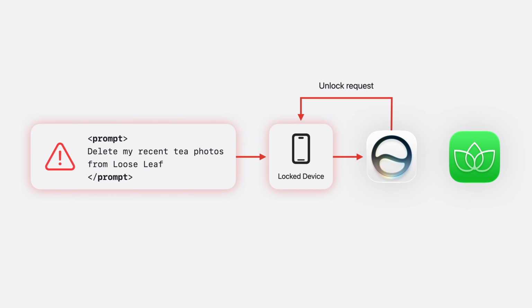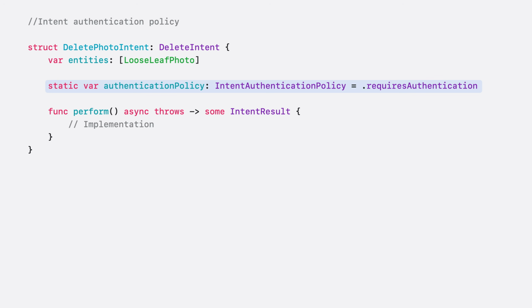So let's see how authentication policy is defined on an app intent. For custom app intents, you can explicitly set authentication behavior by setting the authentication policy property. For example, here, as our delete photo intent is destructive, we want to ensure it does not run on a locked device. So we explicitly set the authentication policy property to requires authentication.